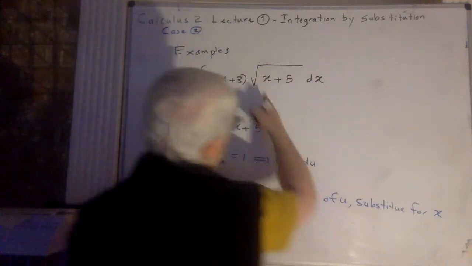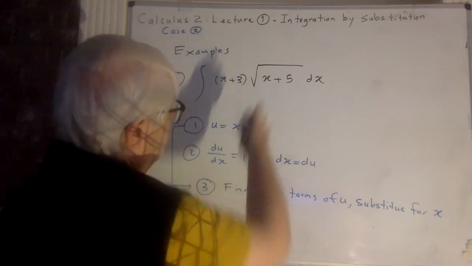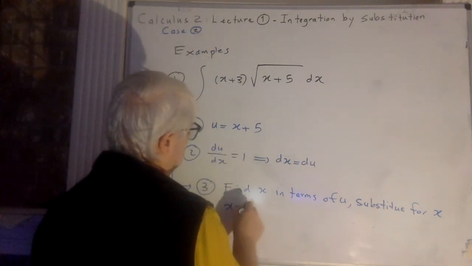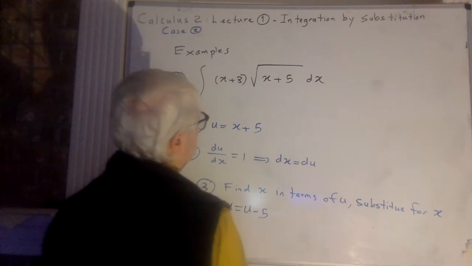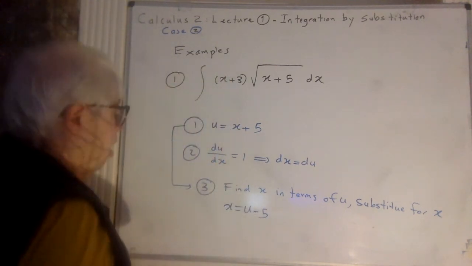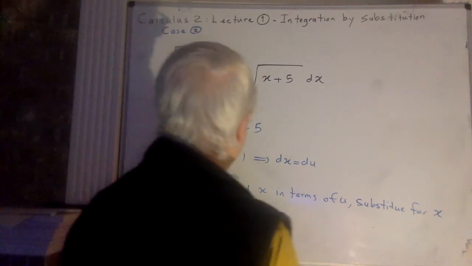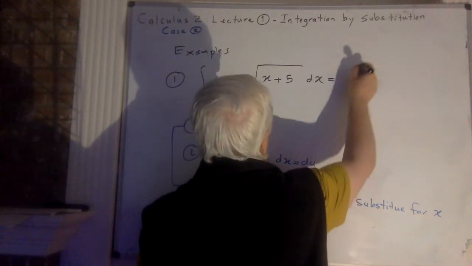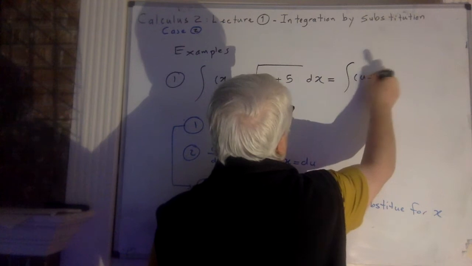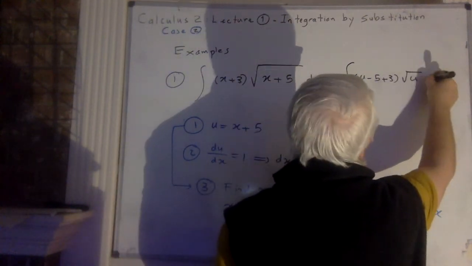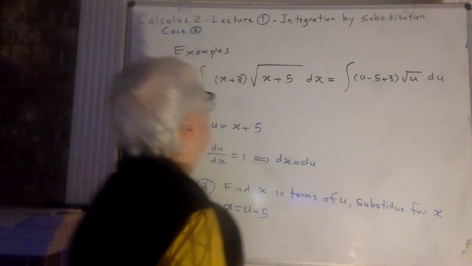In fact, we can substitute in both of them, but one of them is definitely u. So from here I have x is u minus 5. Okay, so now we have, so this becomes u minus 5 plus 3 times radical u du, right?